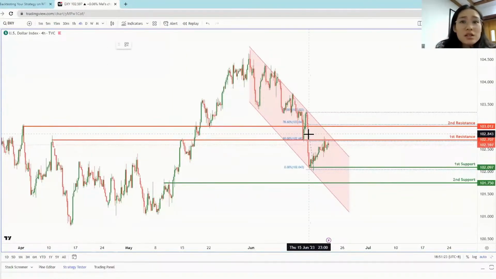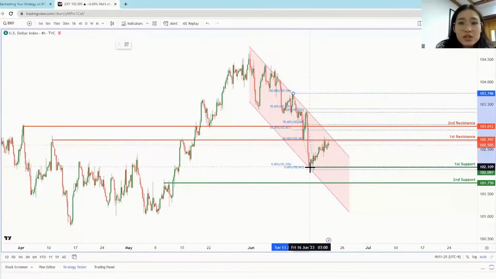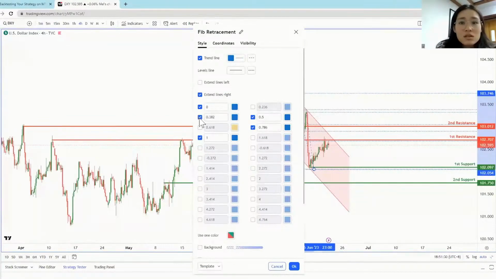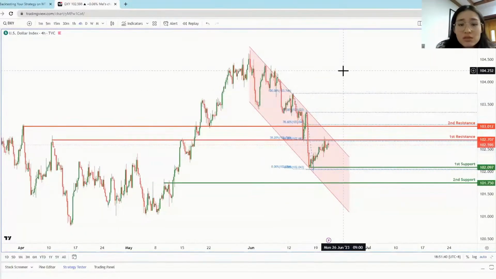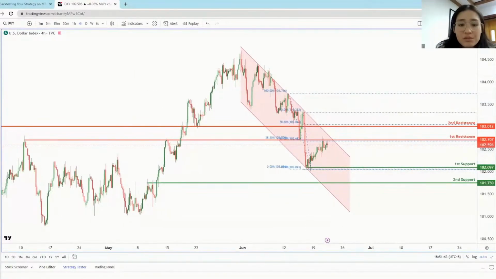Okay, now I think I have another retracement here. Yes, my 38.2 lies nicely with my first resistance and the 50%. So this is a major confluence area for us to take note of.